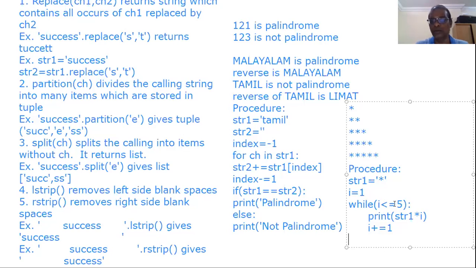Now 2 is less than or equal to 5. Still the condition is true. str1 contains a star, multiplied by 2, that is repeated 2 times. So the content available in str1 is repeated 2 times, giving 2 stars. Then I becomes 3. 3 is less than or equal to 5, still true, so the star is repeated 3 times. Similarly it comes for 4 times and 5 times. After that I becomes 6. 6 is less than or equal to 5? Condition false. It comes out of the loop.